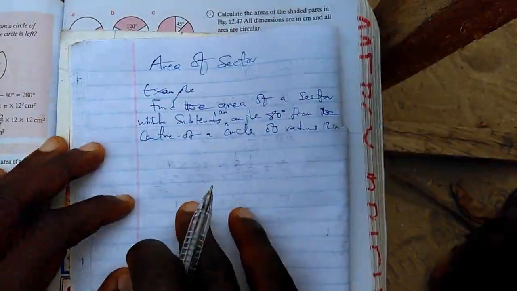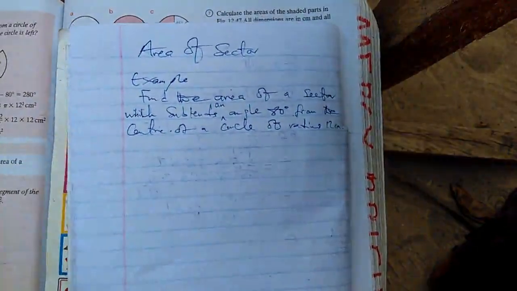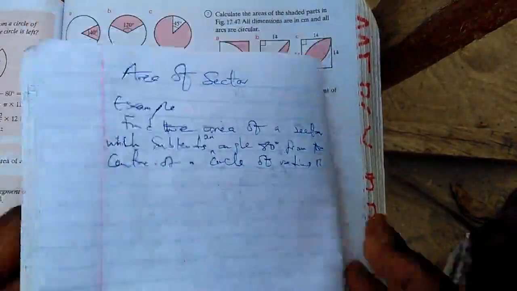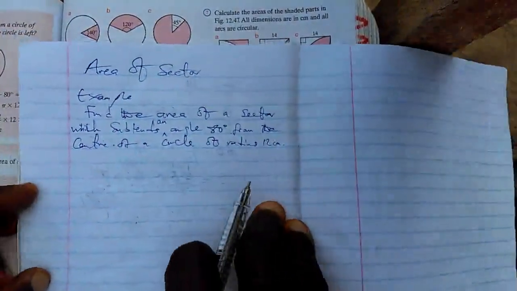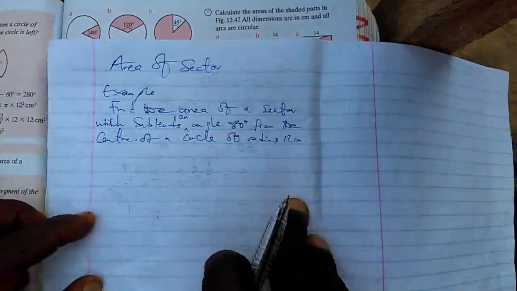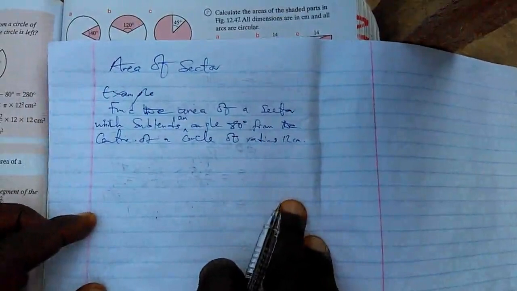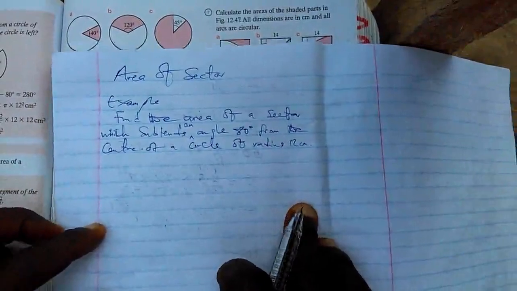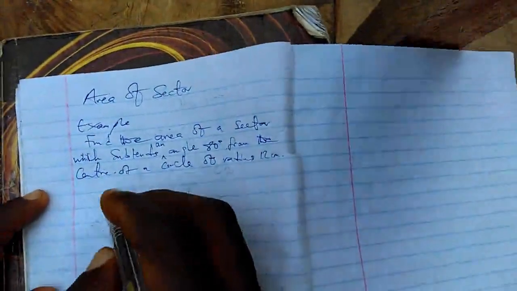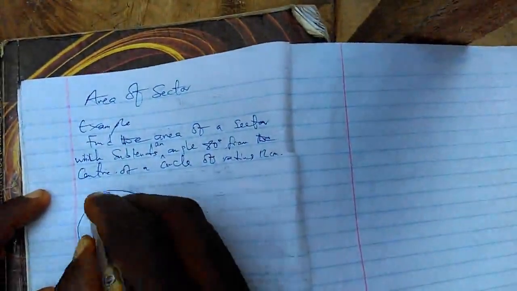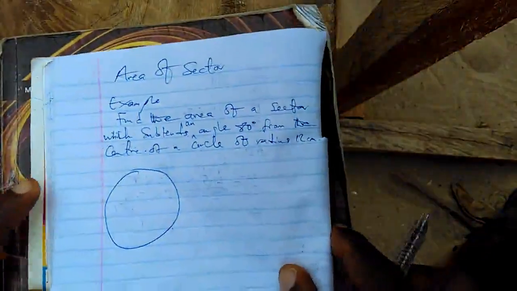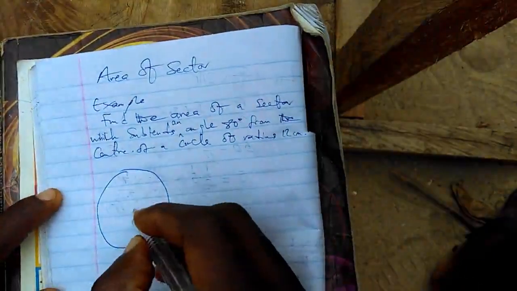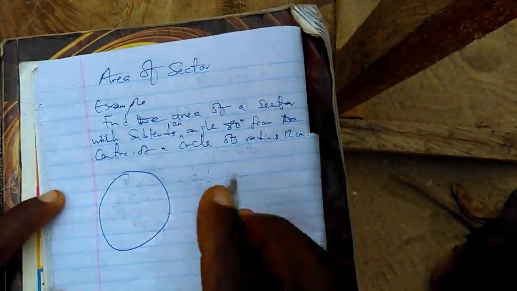An example of area of a sector. We have a question here. Find the area of a sector which subtends an angle of 80 degrees at the center of a circle of radius 12 cm. Now, what you need to do is begin with the diagram. If you don't have the diagram, you are likely going to make a mistake. So, draw it. There's a circle and there's a sector.